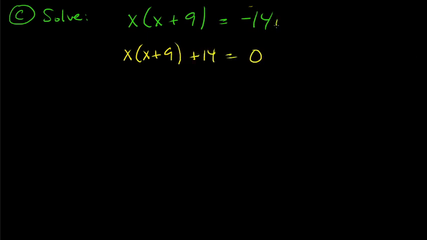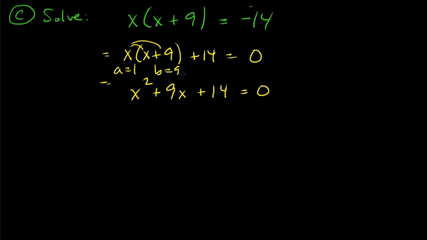Right? So yeah, just add 14 to the right, add 14 to the left. And now it equals 0. However, there's no x squared, right? So we're actually going to have to multiply this out, distribute the x, right? So x times x is x squared, plus x times 9 is 9 times x, plus 14 equals 0. Okay, so now it's in standard form, right? A is 1, B is 9, and C is 14.